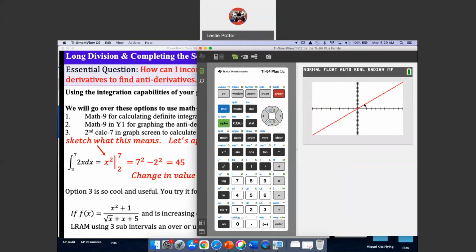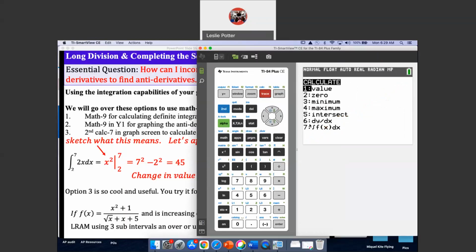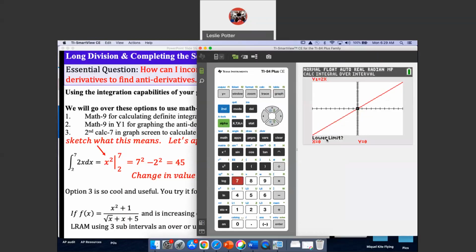So we actually have the capability of shading this in just like we've been doing earlier in the unit. And the way you do that is you go second, calc, and you can actually calculate an integral, just like you can calculate a derivative. So I'm going to do a second calc 7. My lower limit's going to be 2, and I'm going to hit enter. And my upper limit is going to be 7, and I'm going to hit enter, and it literally will shade that in and tell me it's 45. So that would be the third way of using the integration capabilities of your calculator to get answers.